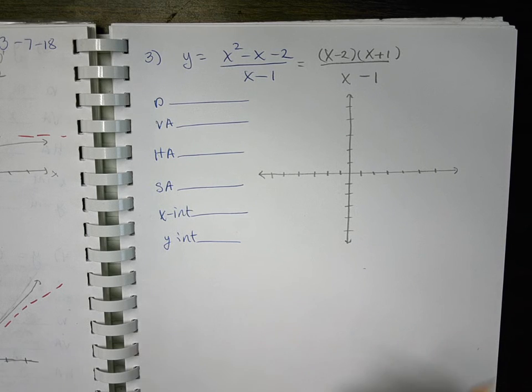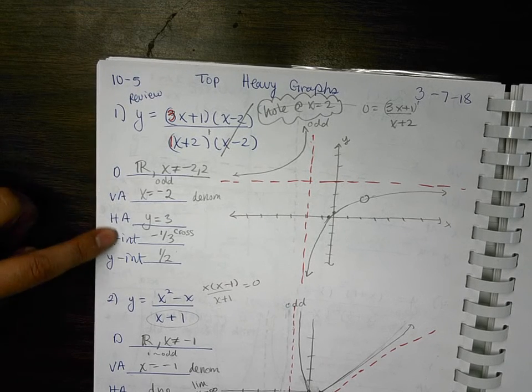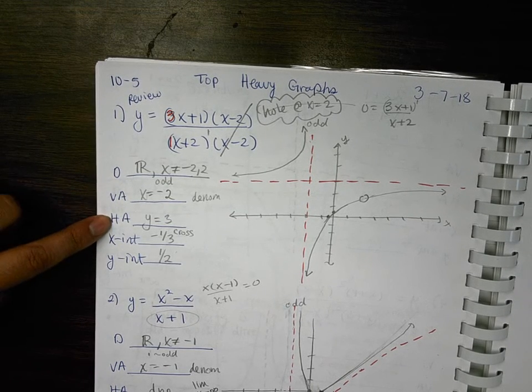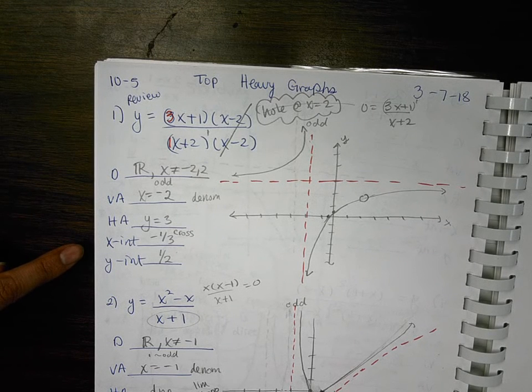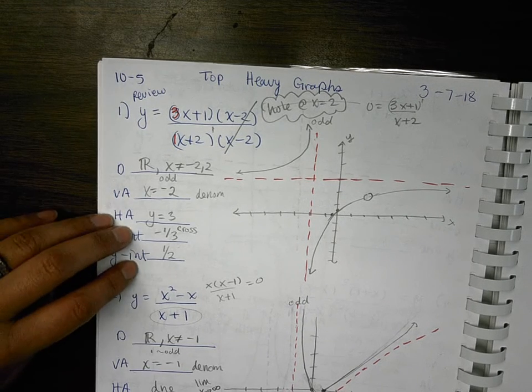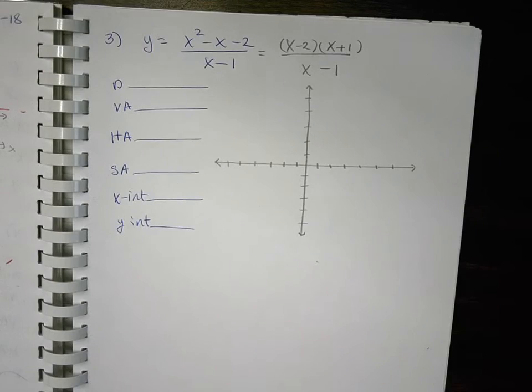So really quick pause, guys. On the one that we did earlier, on the test, it'll say VA, HA, SA. If it's not top heavy, what would you put for the slant? D and E or none. So if there is no slant, it didn't happen on these because I didn't write it. But when there is no slant, you would write that, none, or D and E.